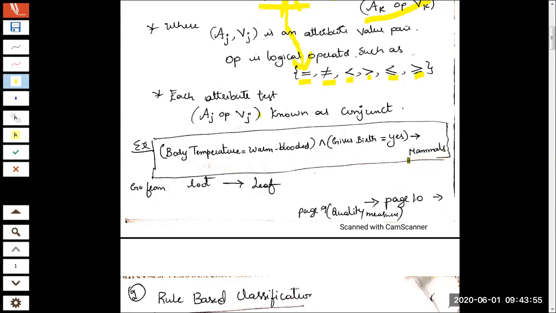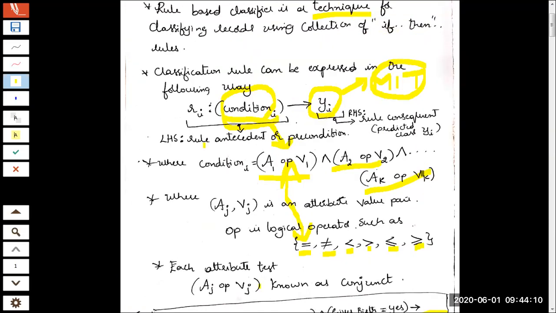My requirement is I should decide whether the new species is a mammal or a non-mammal. So mammal or non-mammal will go towards the right-hand side. Why will it go towards the right-hand side in the rule? Just now we saw in the general form, towards the right-hand side we have the class yi.